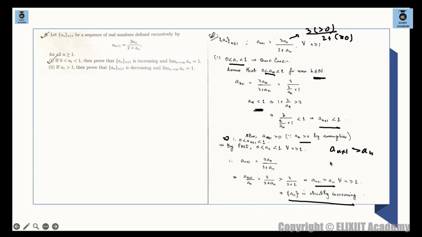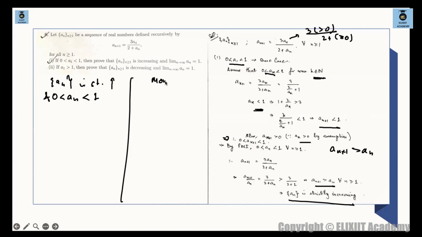So what we have just concluded is that an is strictly increasing. We have concluded this. And also we have concluded that an is bounded. The sequence an is also a bounded sequence. Now, what is the monotone convergence theorem? Somewhere you may write this down.